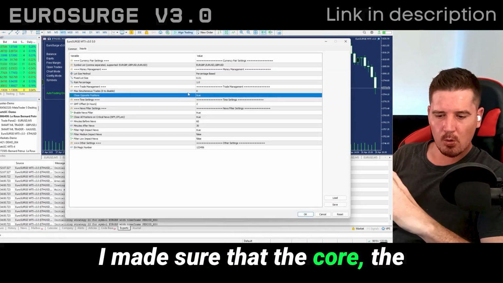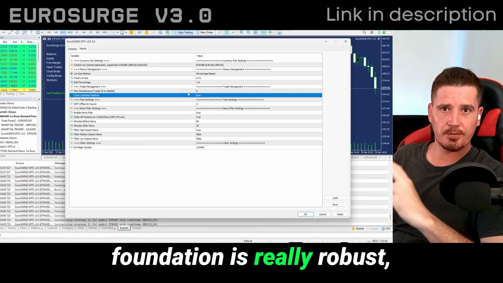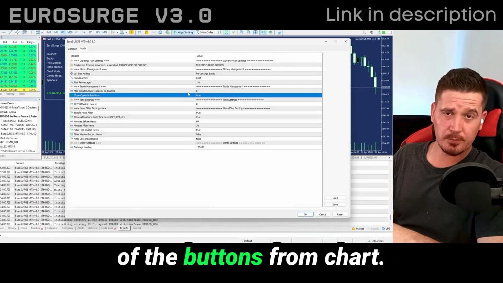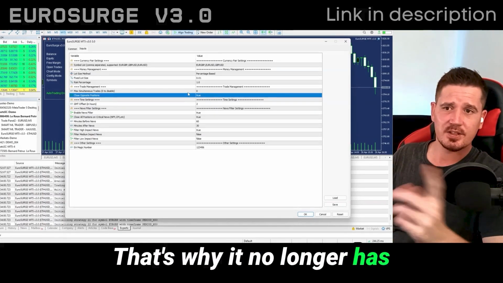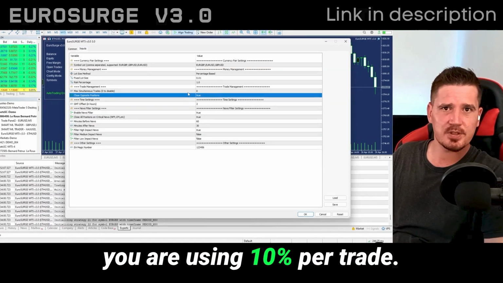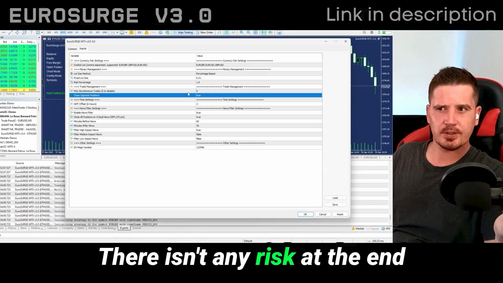The core logic, I made sure to focus on before worrying about any add-ons, any additional things. I made sure that the core, the foundation, is really robust. So basically, at the end of the day, that's why I removed all of the buttons from the chart. That's why it no longer has the max daily drawdown. There's no need for it. Unless you're using 10% per trade, there isn't any risk at the end of the day.